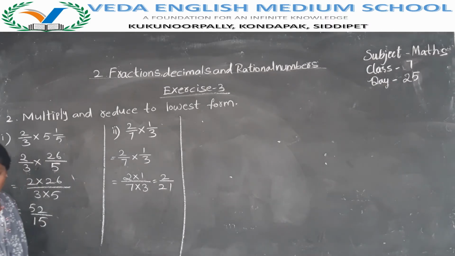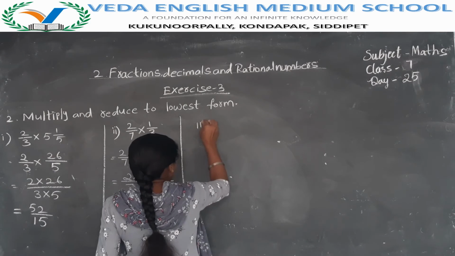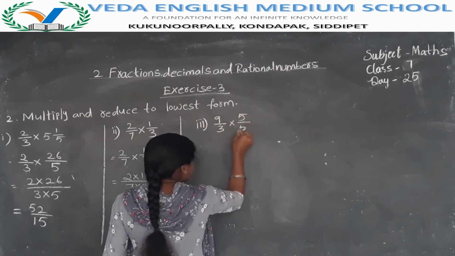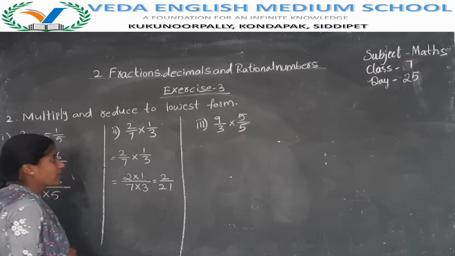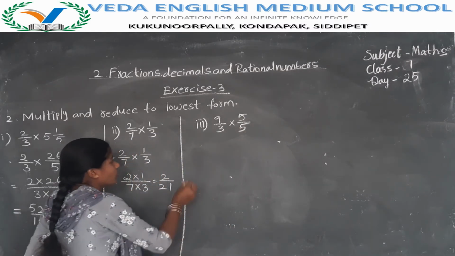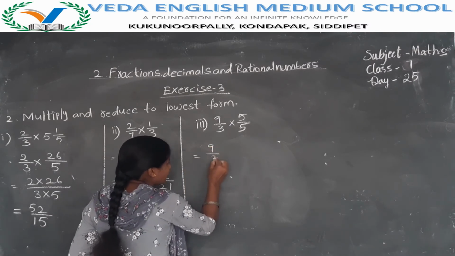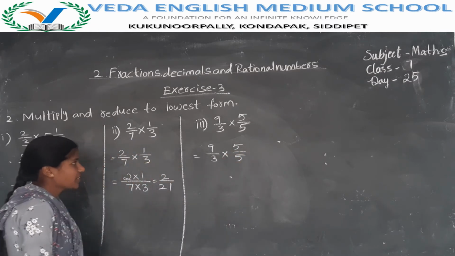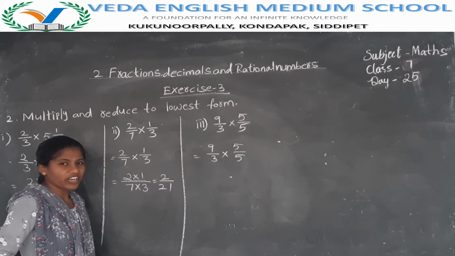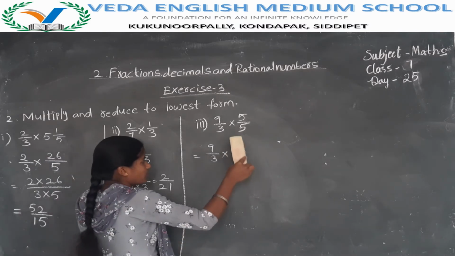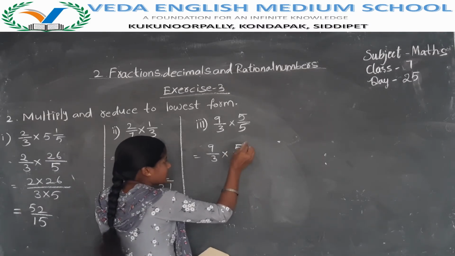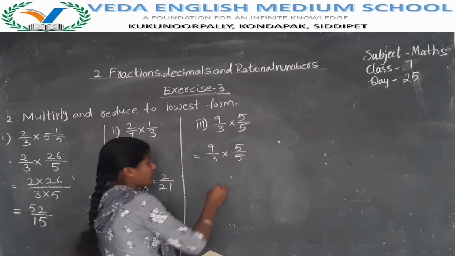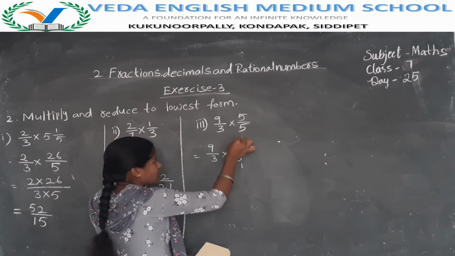Next question is 9 by 3 into 5 by 5. Now here also both are improper fractions only, there is no need to convert. So you have to write like this. Now check here, is there any possibility to cut for these two fractions? Yes, there is a possibility, both numerator and denominator are 5s only, so you can cut in 5 table. 5 ones are 5, 5 ones are 5.